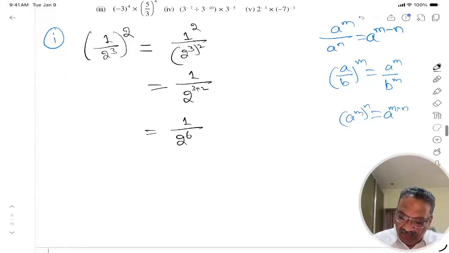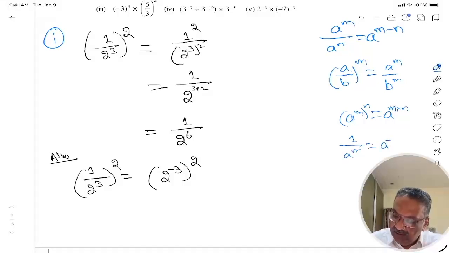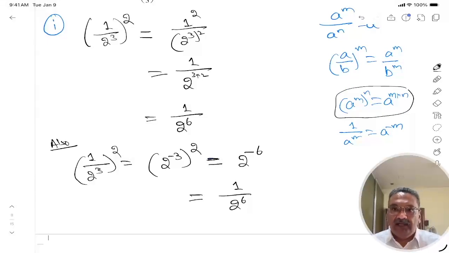Another method: (1 by 2 cubed) whole squared is equal to (2 to the power of minus 3) whole squared. What formula have we used here? 1 by a^m is equal to a^(-m). So this becomes 2 to the power of minus 6, which is nothing but 1 by 2 to the power of 6. Any method you can do, both will give the same answer.